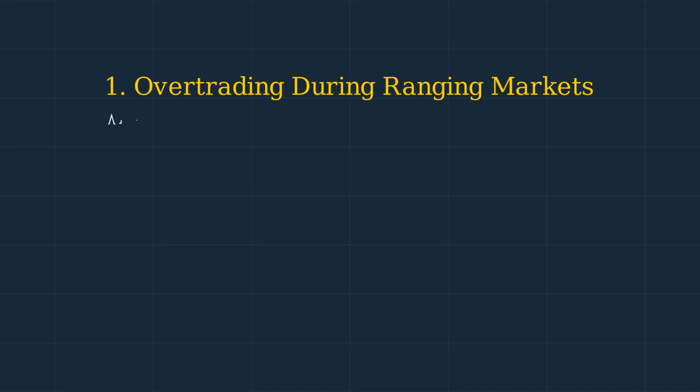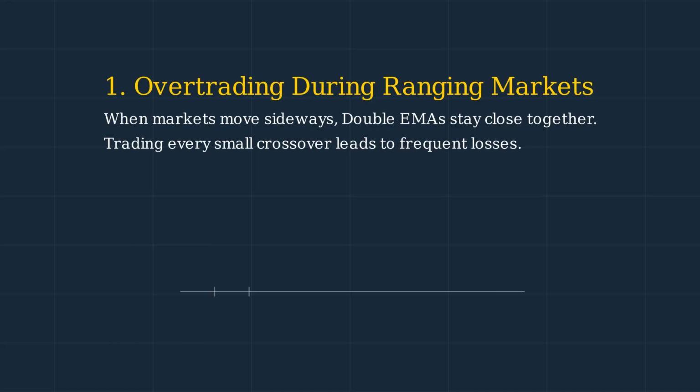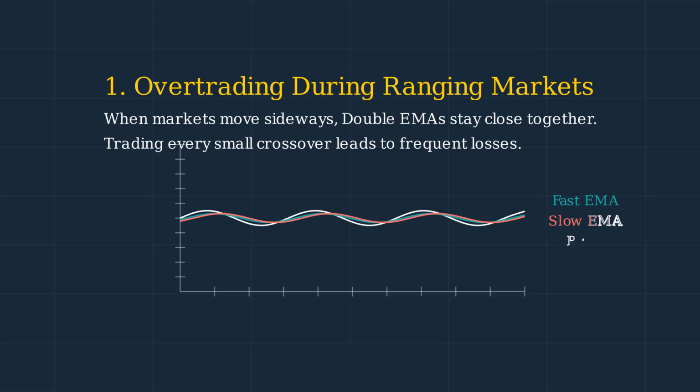A common mistake with the double EMA strategy is overtrading during ranging markets. When price moves sideways, the fast and slow EMAs stay close together, crossing frequently but producing low-quality signals. Traders often make the mistake of taking every crossover signal, leading to multiple small losses as the market lacks directional momentum. Instead, be patient and wait for stronger trending conditions.